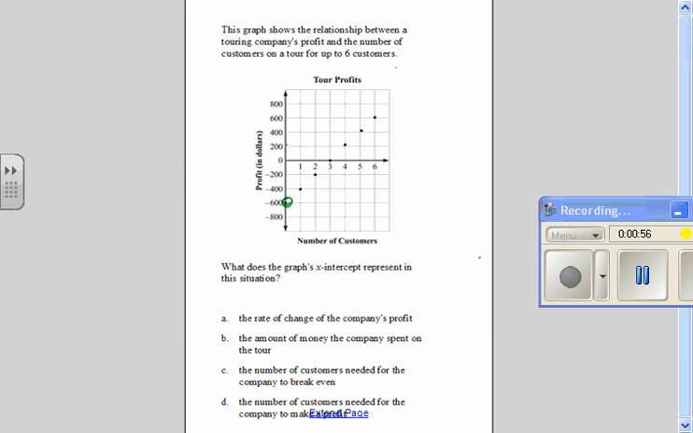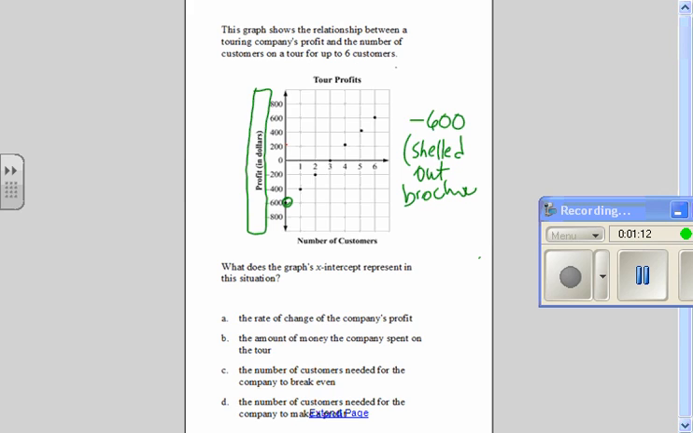If this company has no customers, their profit is negative 600, which tells me that's probably what they shelled out in maybe brochures and advertising and maybe a business license or whatever. So they would lose $600 if they have no customers. If they get one customer, they will only lose $400, which tells me a couple of things.